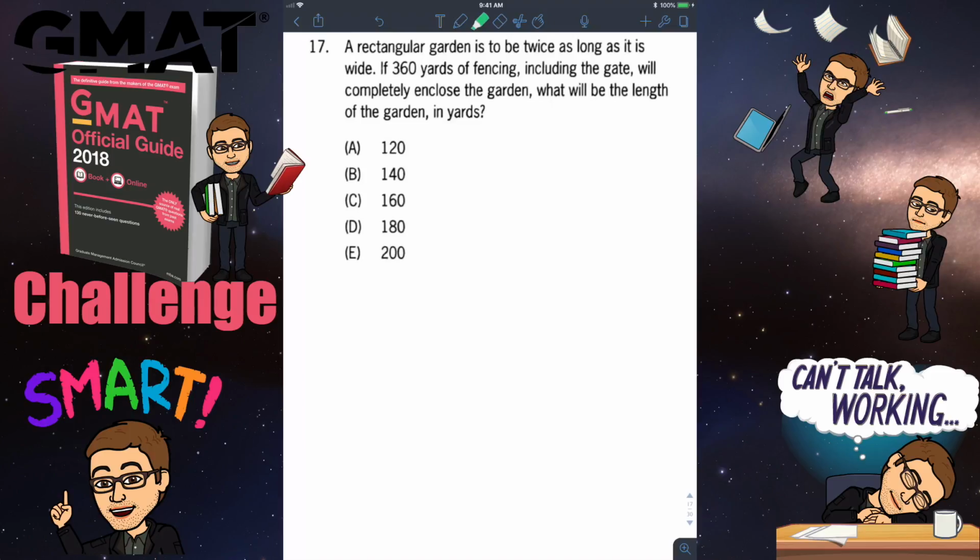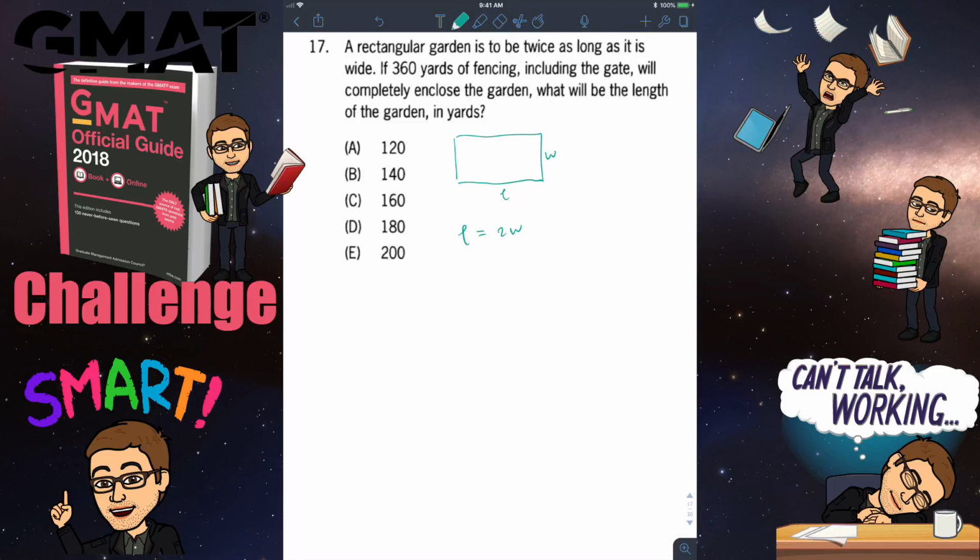First of all, I will definitely do a drawing of a garden. We know that it's a rectangle, so just draw a rectangle, and then I'm going to mark length and width with L and W. Now let's look at the question again. This rectangular garden is to be twice as long as it is wide. So that basically suggests the length is 2 times the width.